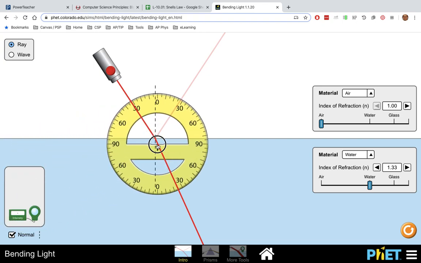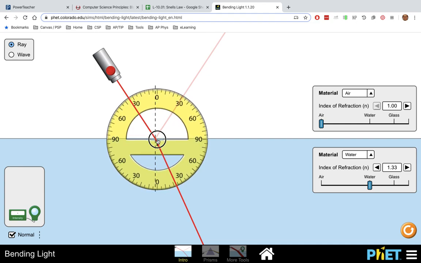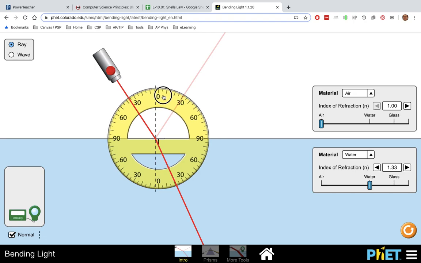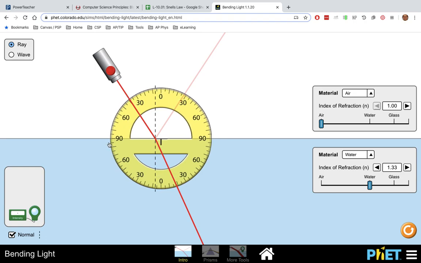And this is probably the most important part of the lab right here. You have got to get this protractor right on the exact right spot. You got to make sure that 90 degrees lies right on the boundary between the water and the air, and you got to make sure 0 degrees is right on the normal. If you have this slid one way or the other, you might be right on 90 here, but 0 is not on the normal. You're going to measure the wrong angles.